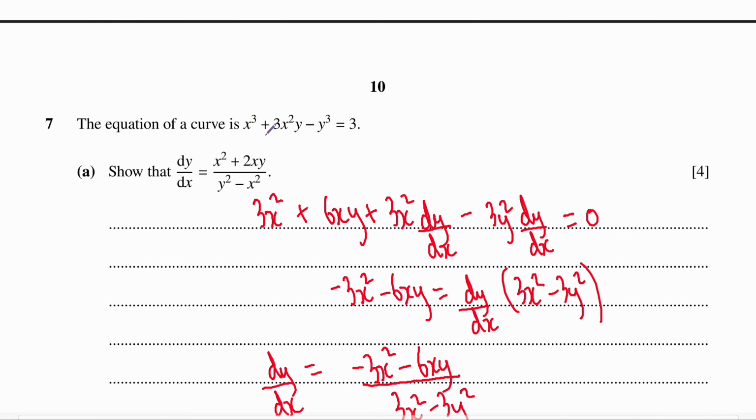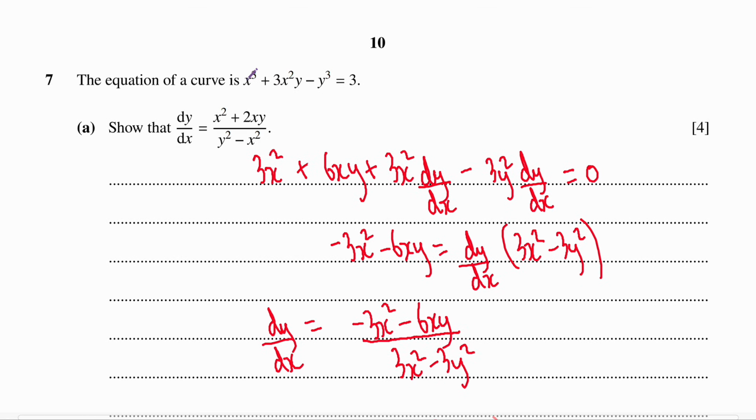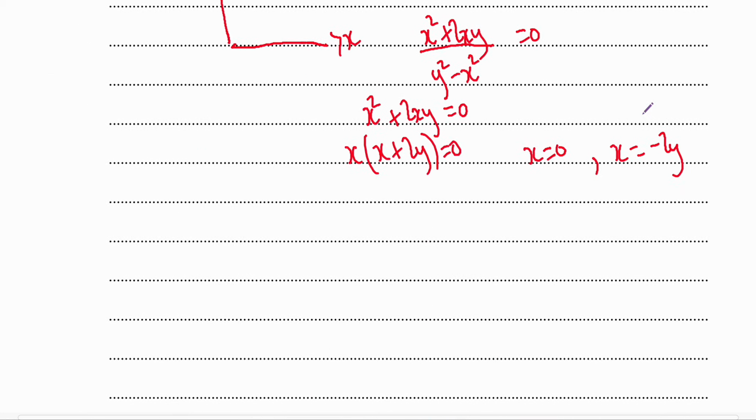So when x is equal to 0, what is y equal to? Well, we have 0 cubed plus 3 times 0 times y minus y cubed equals 3. So you have 0, 0, and minus y cubed equals 3. So minus y cubed equals 3. So y cubed is equal to minus 3. And then y is equal to the cube root of minus 3. So we can write that back here. So one of the coordinates is 0 and the cube root of minus 3.